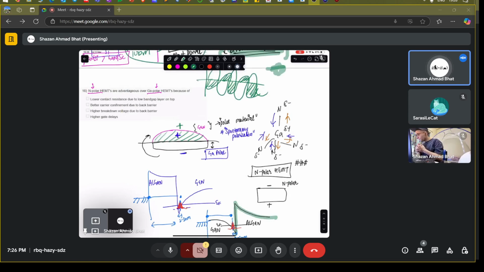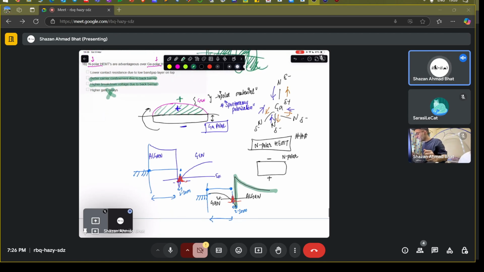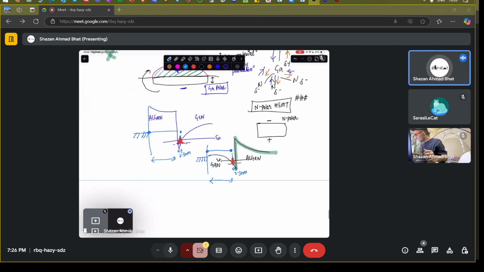So what are the options? Lower contact resistance, better carrier confinement due to back barrier, higher breakdown voltage due to back barrier, higher gate delay. So this is not, so the better confinement is there definitely. And I guess the higher breakdown voltage due to back barrier should also be the answer of this question. But better confinement is definitely because of this particular back barrier.